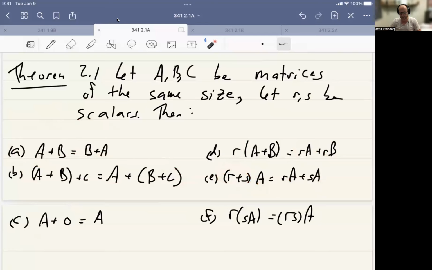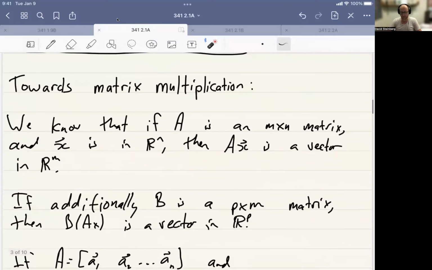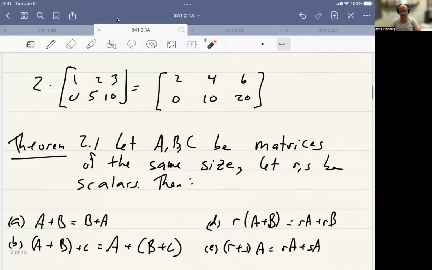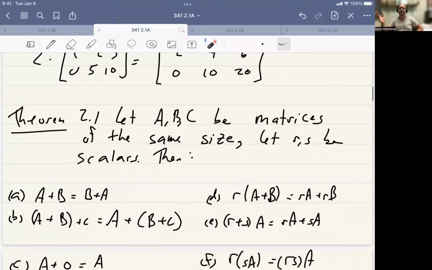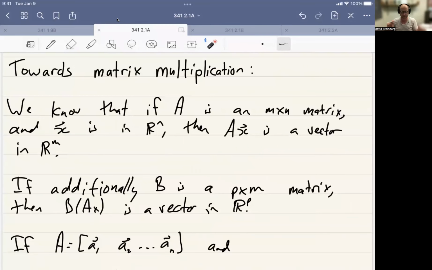And then it doesn't matter if we do scalar multiplication and then matrix multiplication, or the other way around. Okay, so that's addition and scalar multiplication of matrices. We don't use tons of that, but those properties are there. The more interesting thing is trying to work towards multiplying 2 matrices.